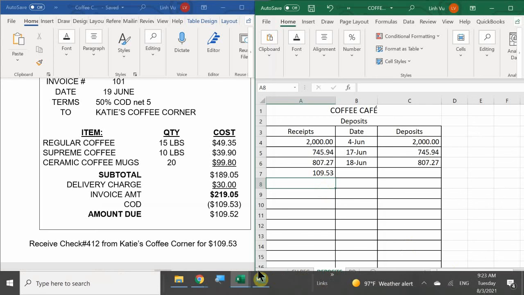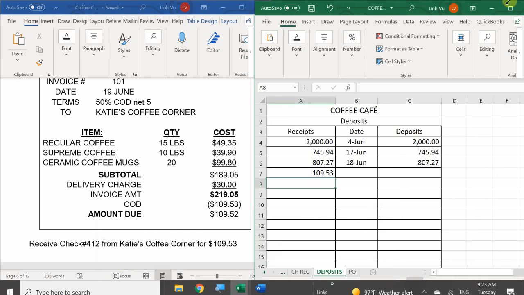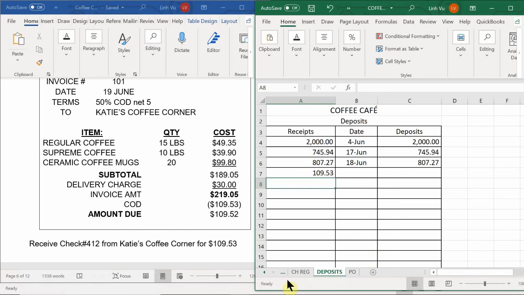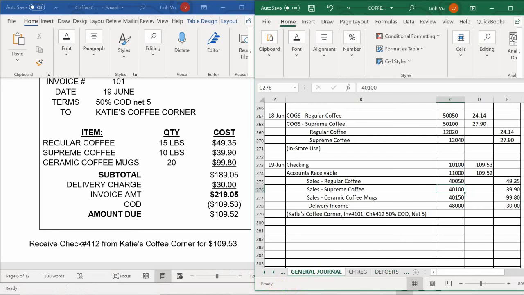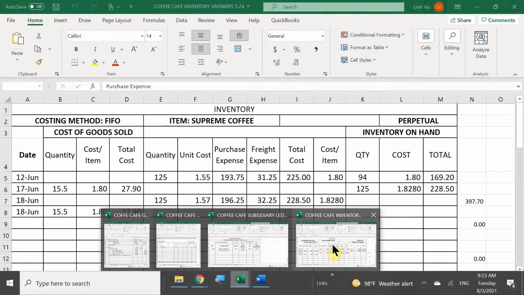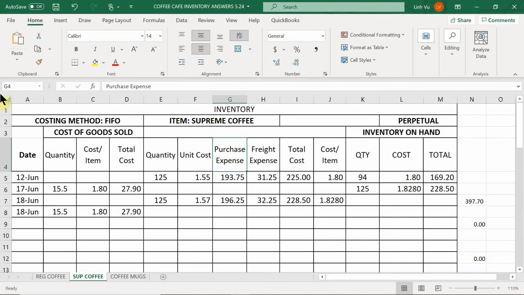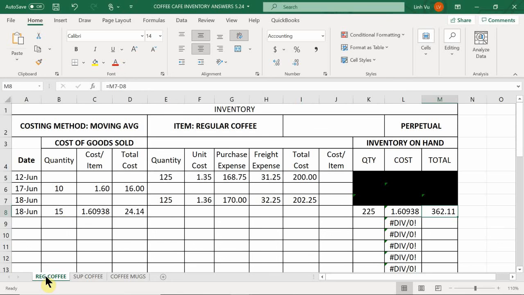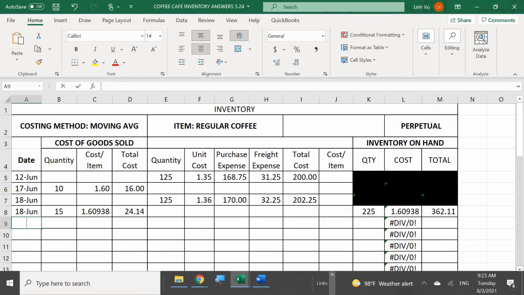So now we're going to update our inventory. Let's go ahead and go to our inventory worksheet. All right. So start off with regular coffee. How many pounds of the regular coffee did I sell? We sold 15 pounds, right?